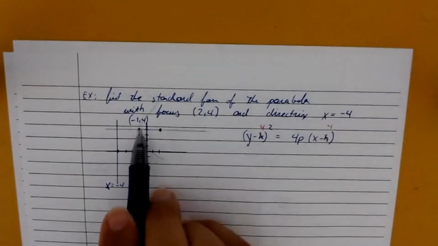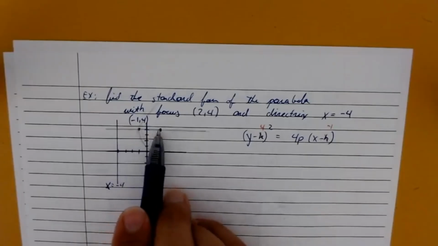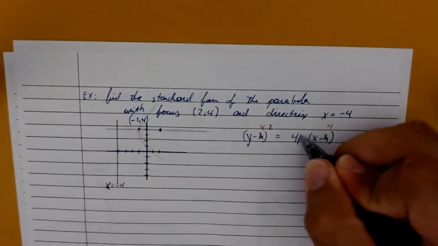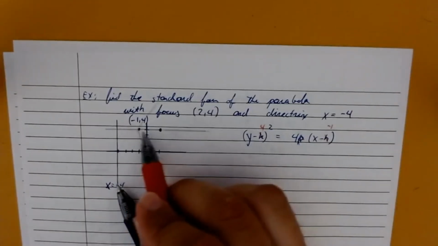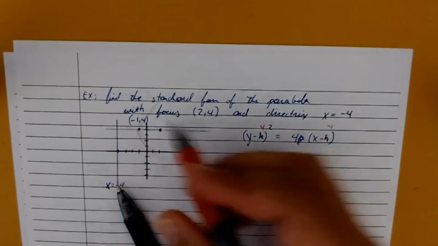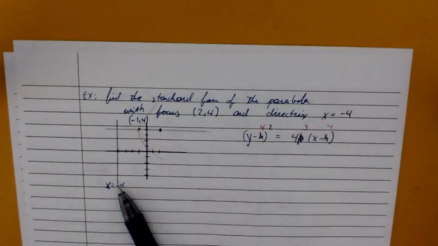And then p gives you the distance from the vertex to the focus or to the directrix. In this case, that's 1, 2, 3 steps. Note that because the focus is to the right of the vertex, p will be a positive value. So that would be a +3.